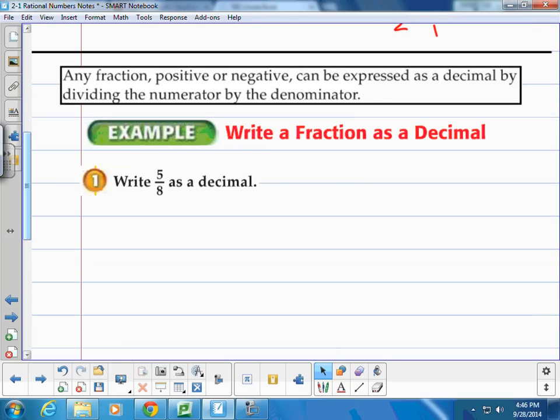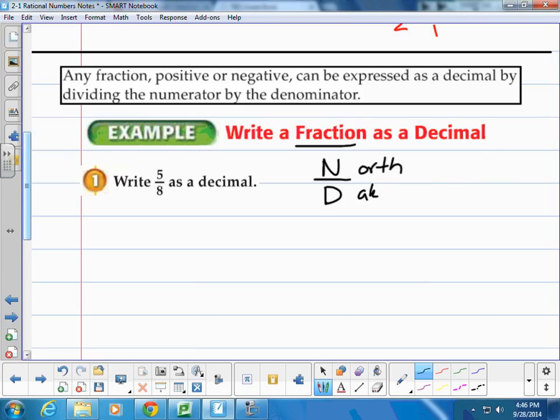Any fraction, positive or negative, can be expressed as a decimal by dividing the numerator by the denominator. Hopefully we know on a fraction, the numerator goes on top and the denominator goes on bottom. A trick I learned, and a trick for you that could help, is your teacher, me, is from North Dakota. So you can kind of remember numerator on top, denominator on bottom. Some people remember it as north is up, down is down, so top and then bottom. Hopefully that helps.